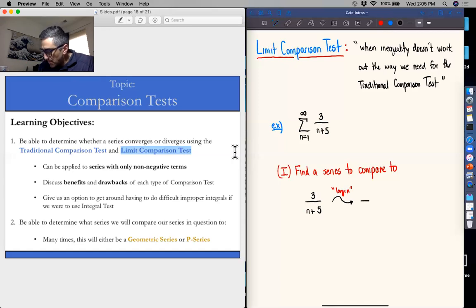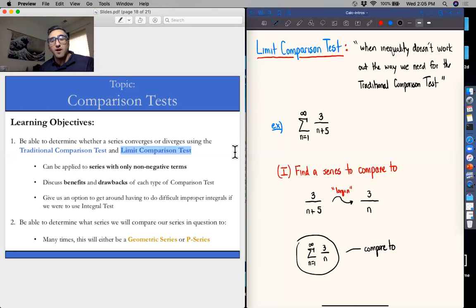Well, in that numerator, there is just that 3. But in that denominator, we have the battle between n getting larger, as well as that number 5, which is staying the same. So hopefully we can see that in the denominator, that n is contributing the most to that full denominator as n gets large. So it looks as though the series we're going to compare to is the series from n equals 1 to infinity of 3 over n. So this is the series we're going to compare to.